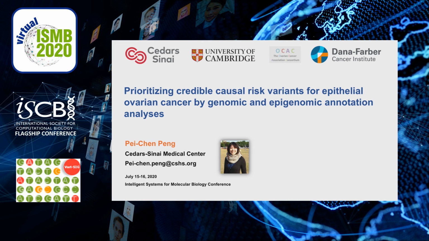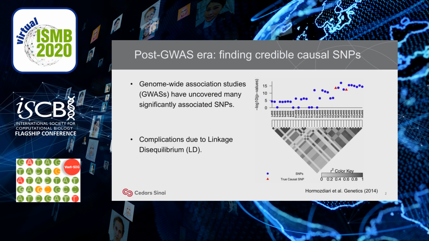Today, I'm going to talk about how we integrated GWAS risk SNPs with functional genomics to identify causal SNPs of ovarian cancer. Genome-wide association studies, or GWAS, have uncovered many significantly associated SNPs. The next challenge in this field is to find SNPs that cause the disease.